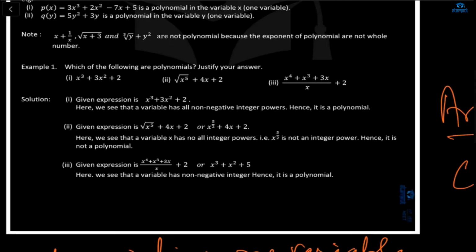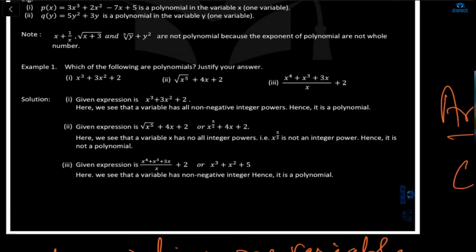Ma'am, it is a polynomial. So now, very good everybody. Now Sharia, can you give me the explanation why it is a polynomial? Sharia, are you there? Yes, ma'am, I am. Can you explain why this first expression, x cube plus 3x square plus 3, is a polynomial? Who can tell me why it is a polynomial?